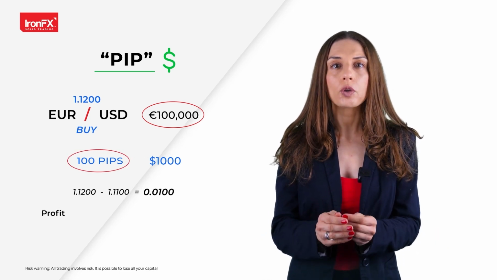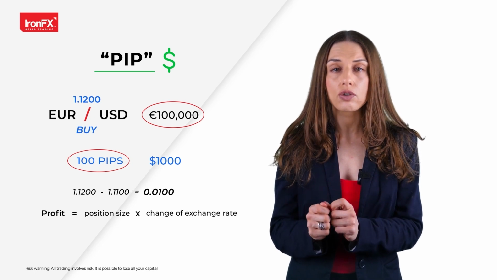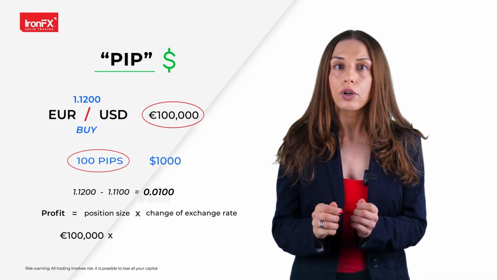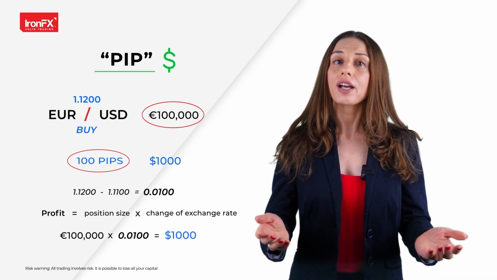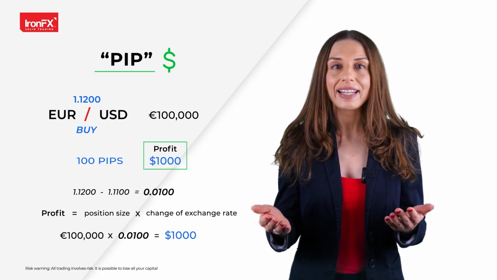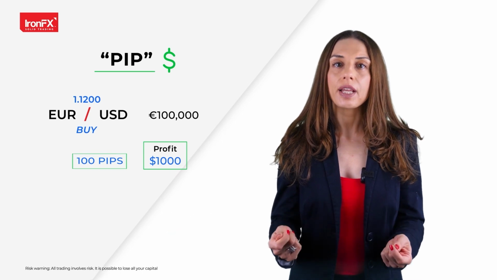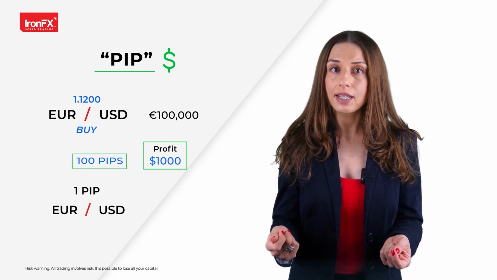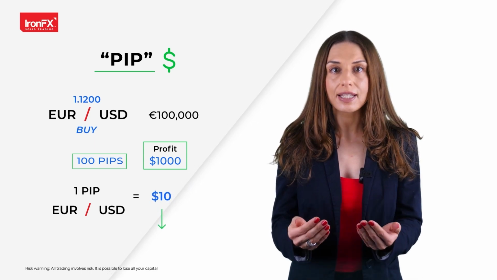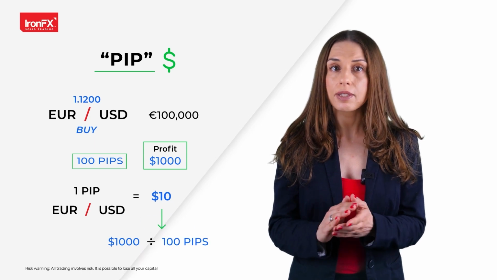Therefore, my profit would be equal to the position size times the change of the exchange rate. For example, 100,000 times 0.01 would equal $1,000. Hence, my profit equals $1,000. And given that the movement of the pair was of 100 pips, that would mean that each pip of Euro USD's movement equals $10, which is calculated by dividing the $1,000 of profit by 100 pips.